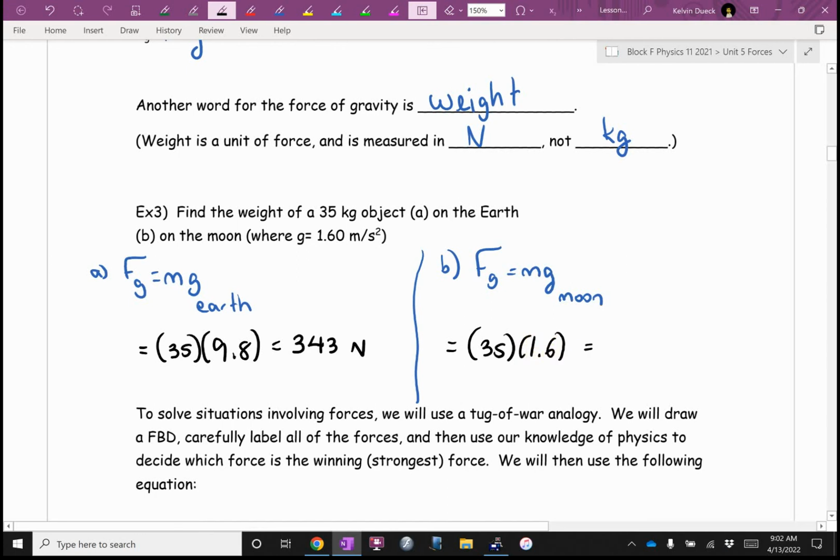So the force of gravity on this object on the Earth will be 343 newtons. The force of gravity of this object on the moon, I can do this in my head, it's going to be 35 plus 7 plus 7 plus 7. It's going to be 35 plus 21. Is it 56? Yes? What are the units for force, Jada?